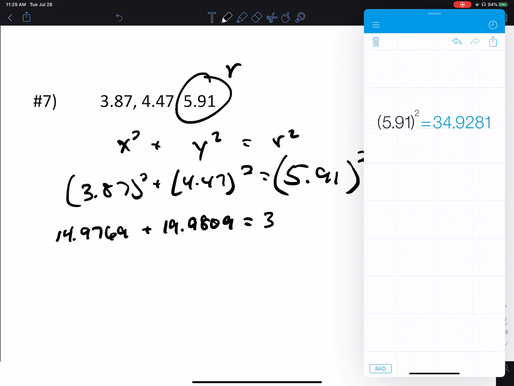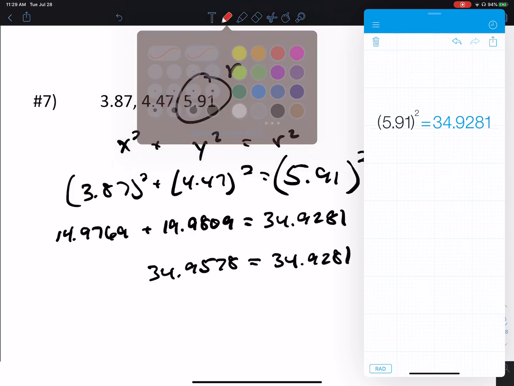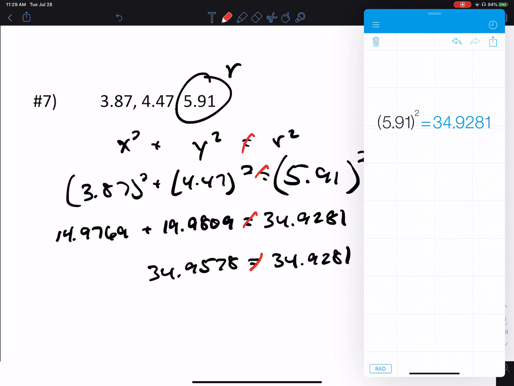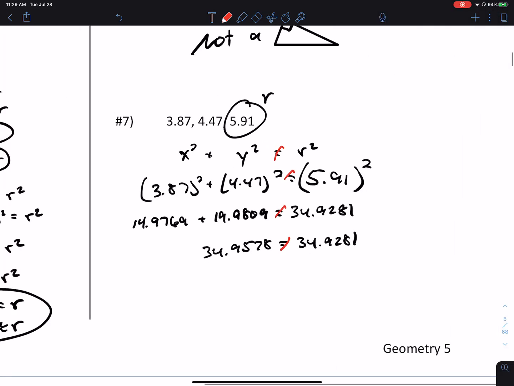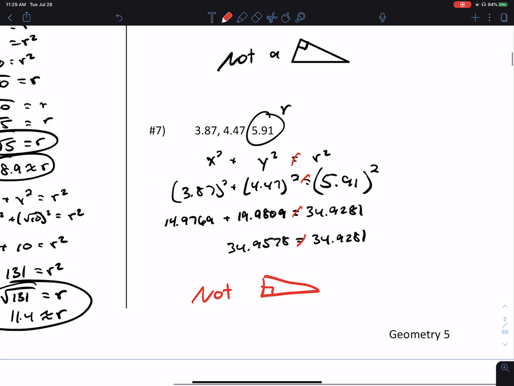5.91 squared is 34.9281. If I add these two numbers together, I'm going to get 34.9578. Is that the same as 34.9281? Different numbers. Therefore, not a right triangle.